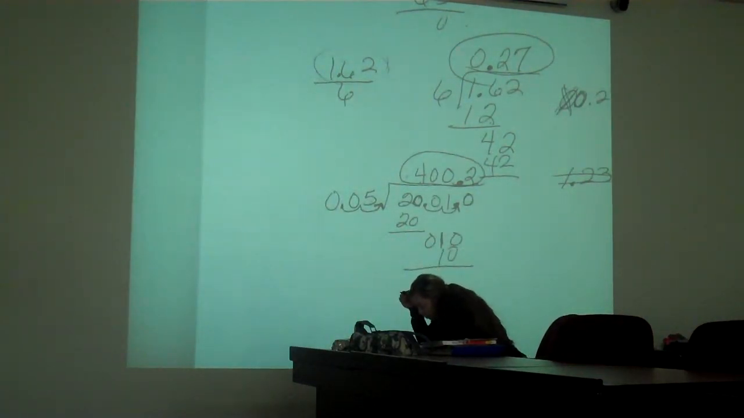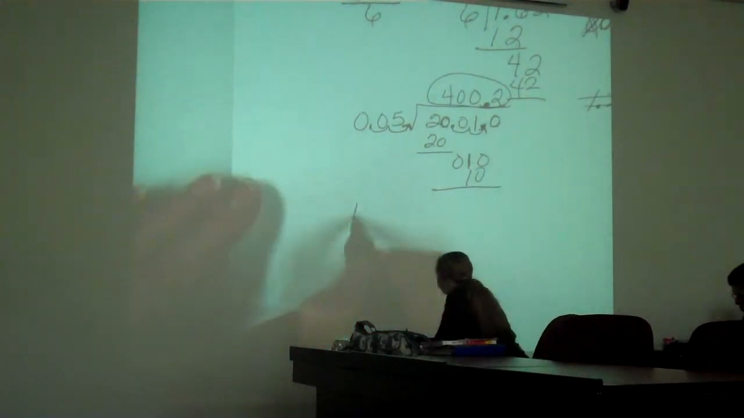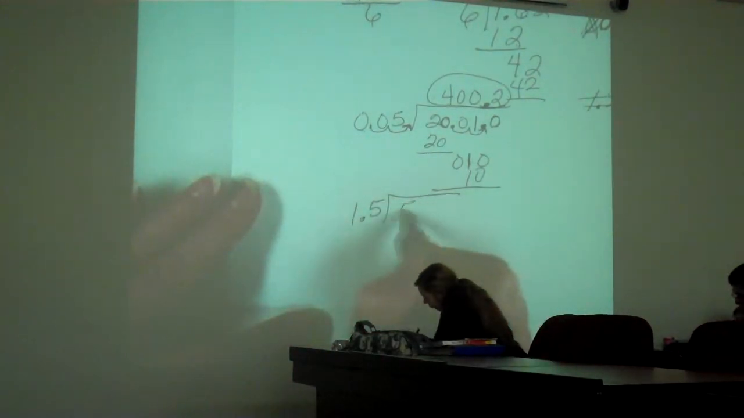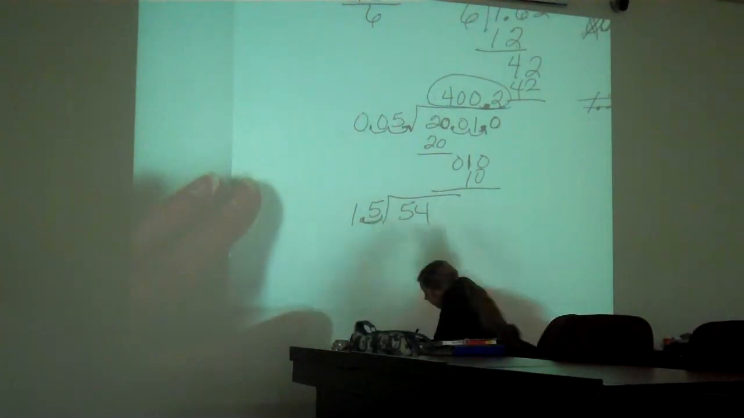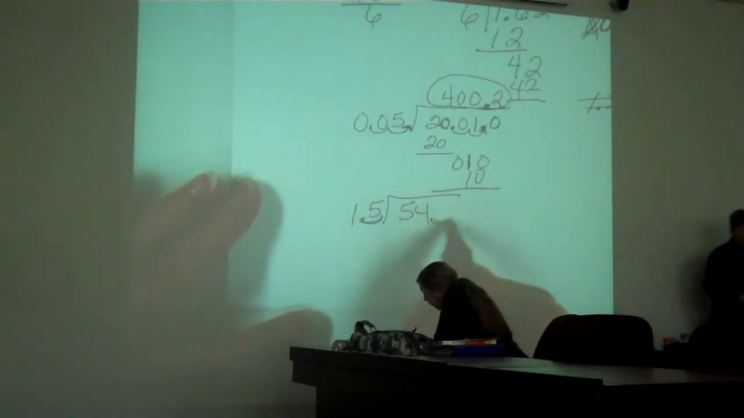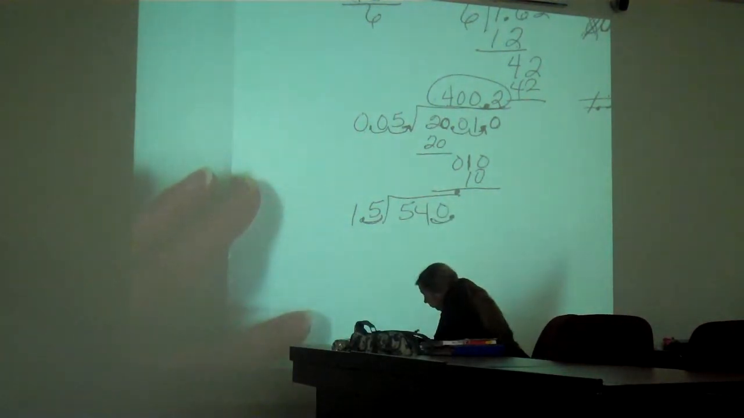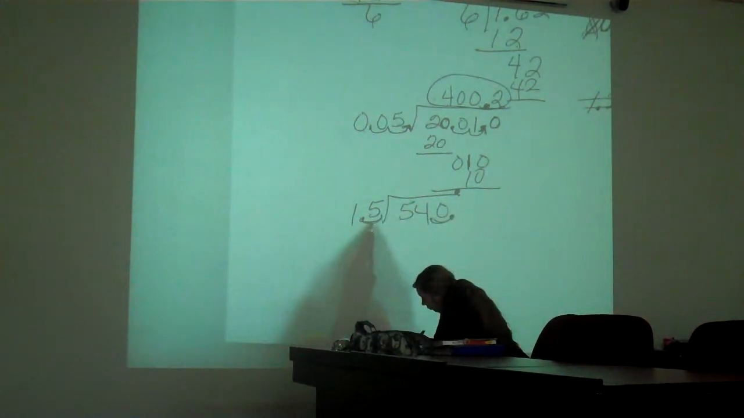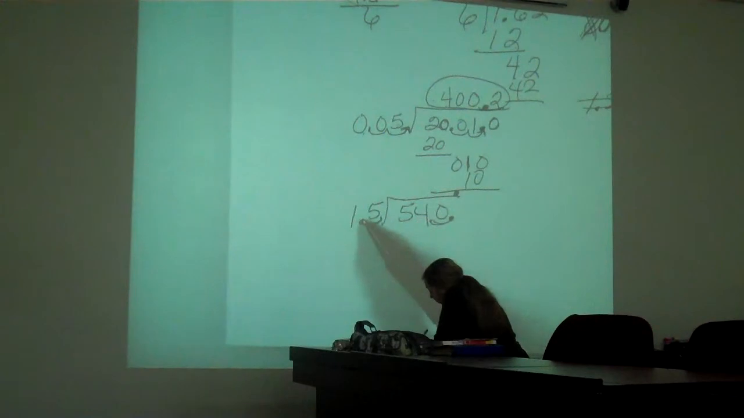Let's do another one like that. How about number 7? We have 1.5 into 54. Okay, move it one time here, one time here. If you had to move it one time and there's nothing there, you need to add a 0. Now, if this confuses you having this point here, erase that so you don't look at that anymore. Now we're doing 15, okay?